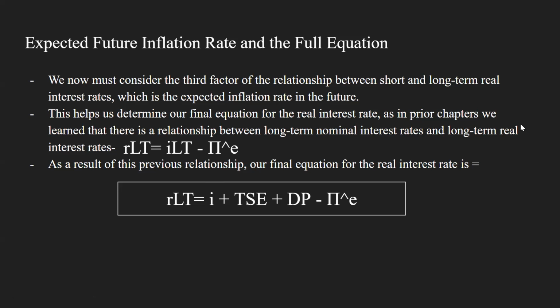As in prior chapters, we learned that there's a relationship between long-term nominal interest rates and long-term real interest rates, which is just this relationship right here. Now if we substitute our values from before for the long-term nominal interest rates, which are i plus TSE plus DP, and then we keep the minus the expected future inflation rate. This is our final equation for the real interest rate.